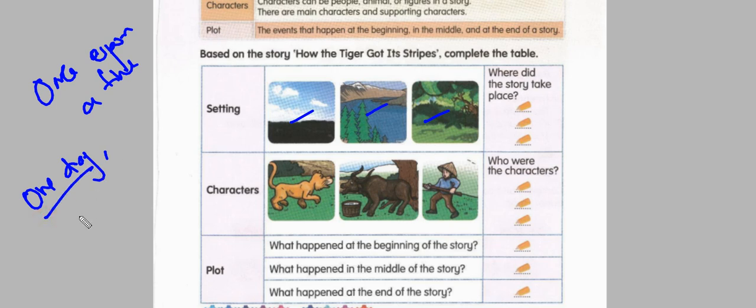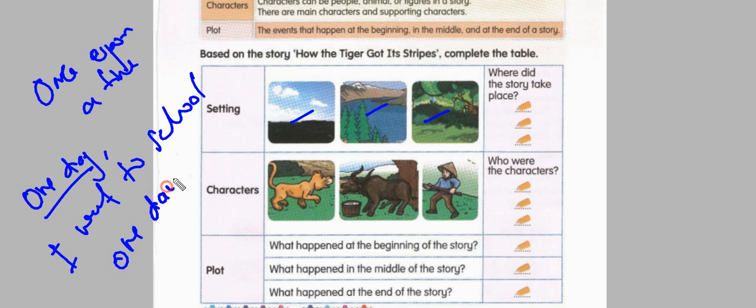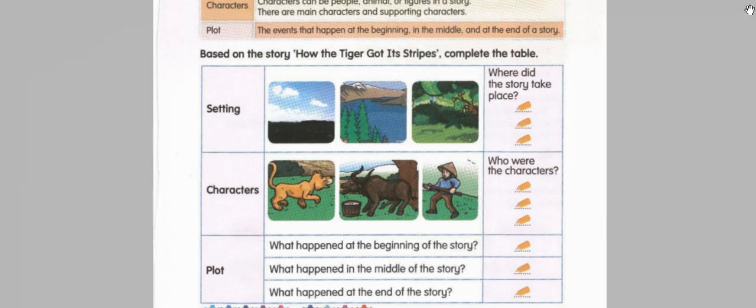That is setting. Or if you want to use location, you can start with, I went to school one day. So the location, I went to school one day, so the setting is school. Before you write a story, you must decide where is the setting, when is the time of your story: long time ago, now, and where.